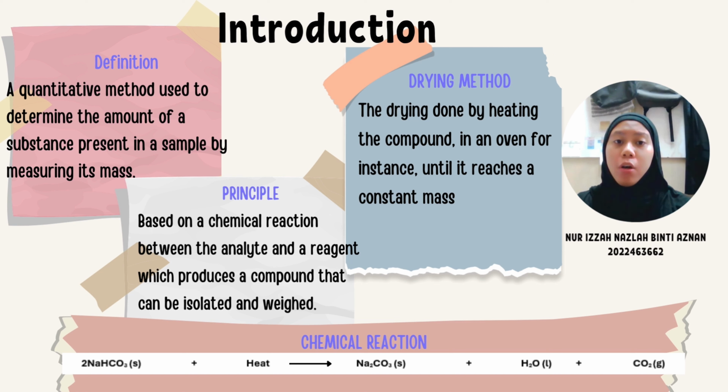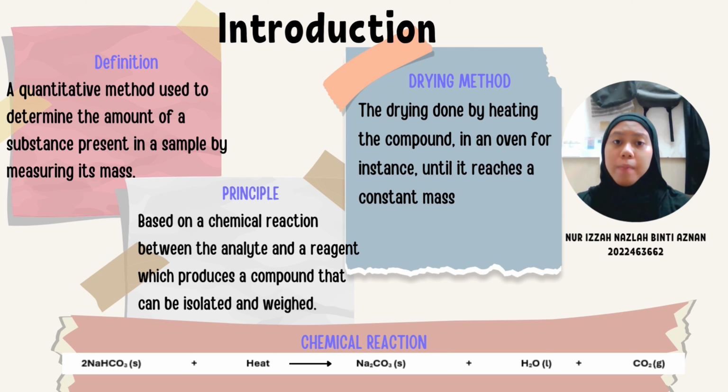Therefore, my teammates will go further in explaining the determination of the amount of water and carbon dioxide from the compound sodium hydrogen carbonate, our chosen sample, through the drying method. What is the purpose of the drying method? The purpose is that the compound is dried to remove any residual moisture.